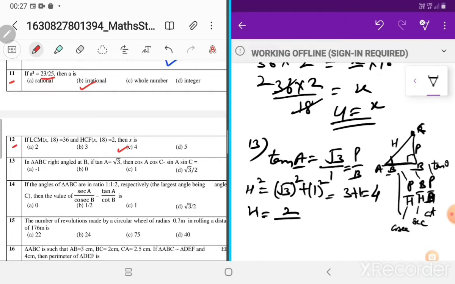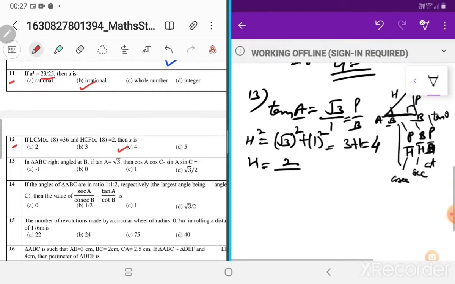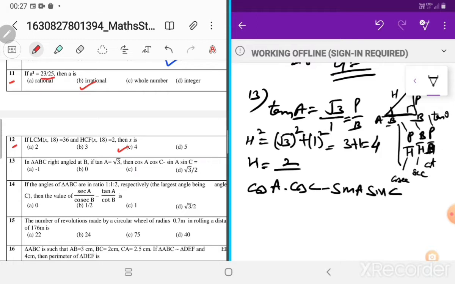Now I know the value of tan theta. So what do we have to find now? We have to find cos A cos C minus sin A sin C. We'll substitute these values here. This is what we have to find.